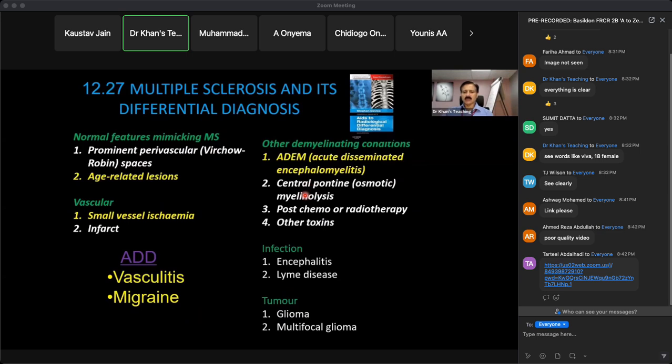And sometimes pons might not be involved, by the way. That can also happen. So I'll show you a case, and this has come in the exam, osmotic myelinolysis. So this is from your previous book.